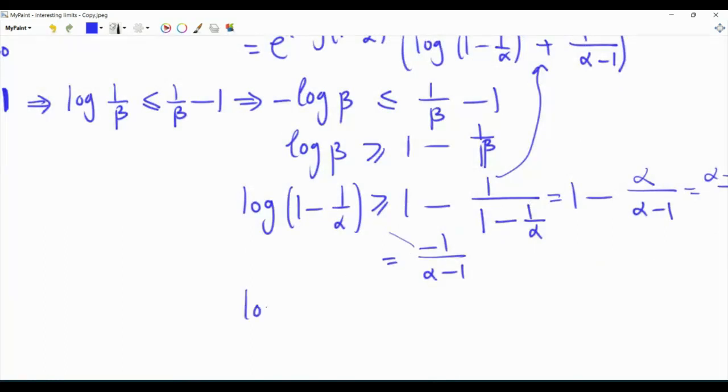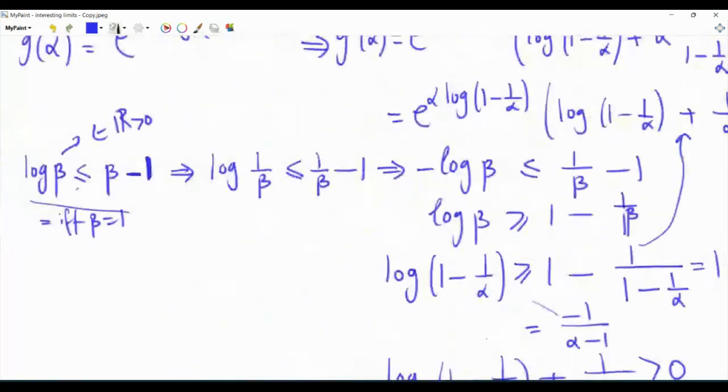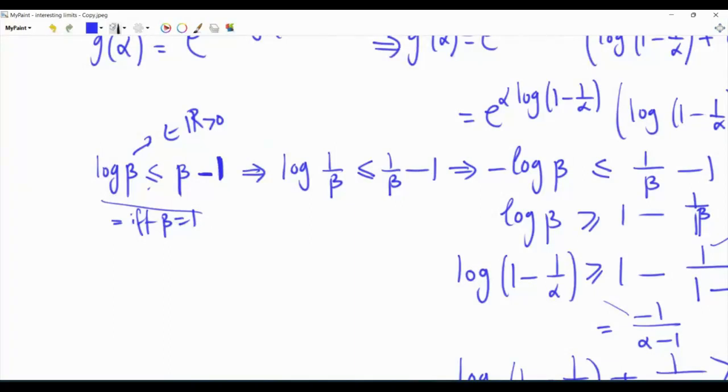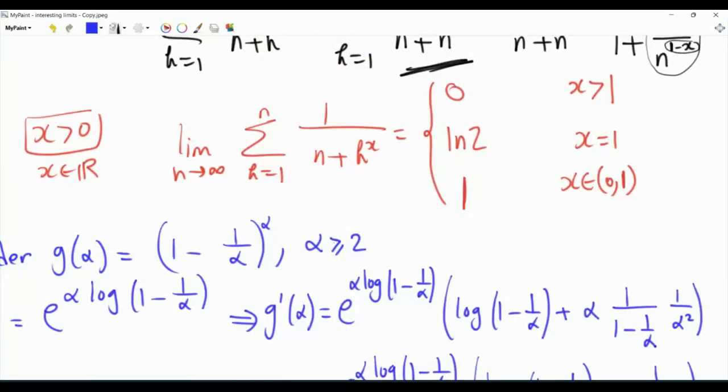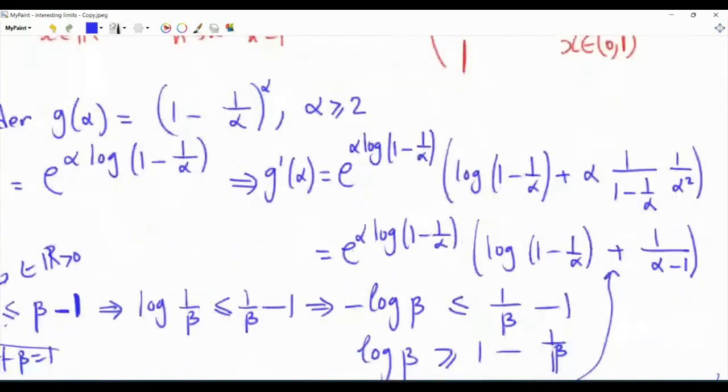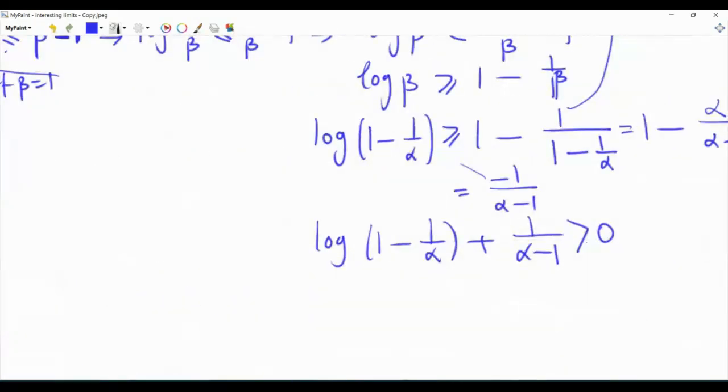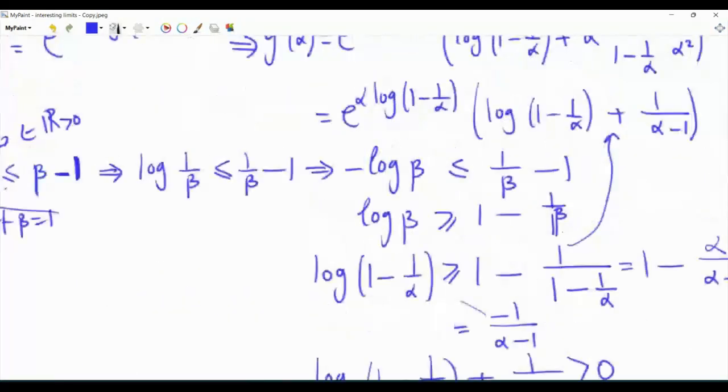Now move this to the other side. Log(1 minus 1 over alpha) plus 1 over alpha minus 1 is strictly greater than 0. And why strictly greater than 0? Because we have equality if and only if beta is equal to 1. Note that we replaced beta by 1 minus 1 over alpha, and 1 minus 1 over alpha is never equal to 1 because alpha is a real number that is equal to 2 or more. So because of this, indeed, our inequality is a strict inequality.